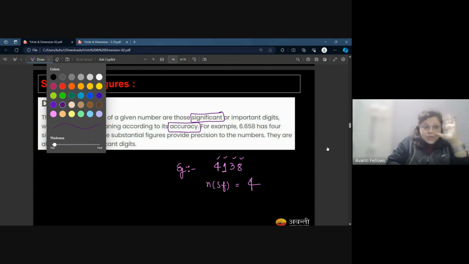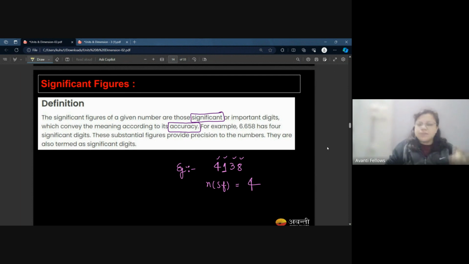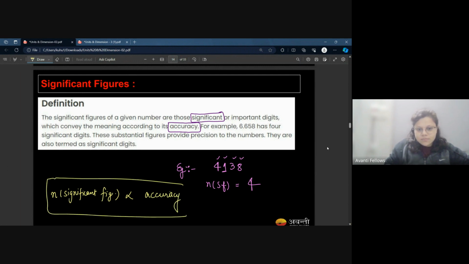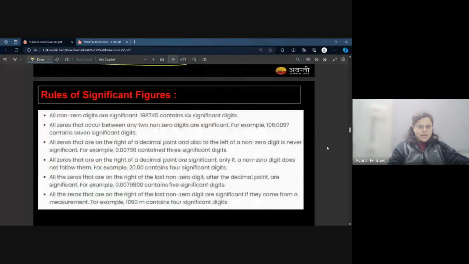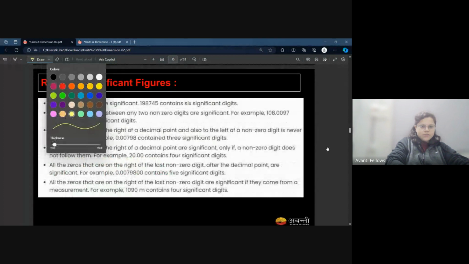I am not kidding. This is the question which is asked in your exam. They ask you how significant figures and accuracy are connected to each other. So you will always remember, the more significant figures you have in a data, the more accurate it is. This is directly proportional. The number of significant figures is directly proportional to the accuracy of the data. Is that fine? Okay. Let's come to the rules of significant figures.